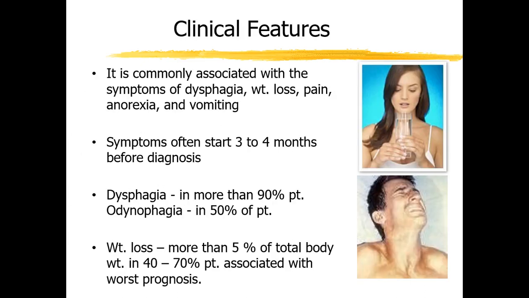So clinical features are commonly associated with symptoms of dysphagia, weight loss, pain, anorexia and vomiting. As I already told you, in esophageal issues, history is very, very important because esophagus is a non-palpable organ. You cannot palpate it. So symptoms of dysphagia, weight loss are very, very important. Symptoms often start 3 to 4 months before diagnosis.